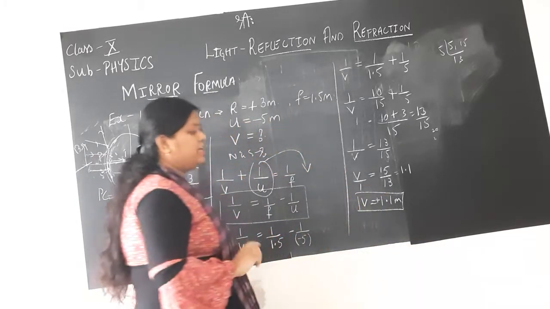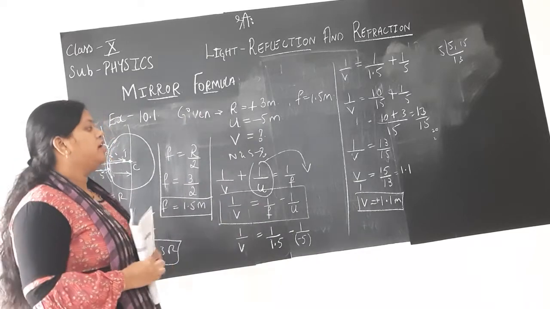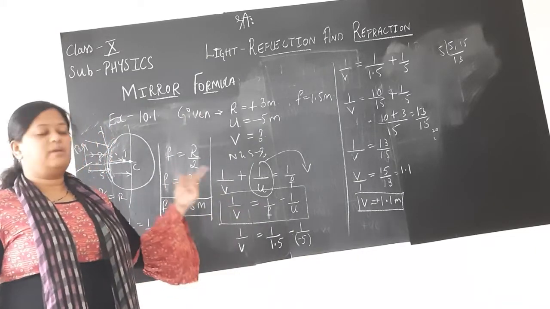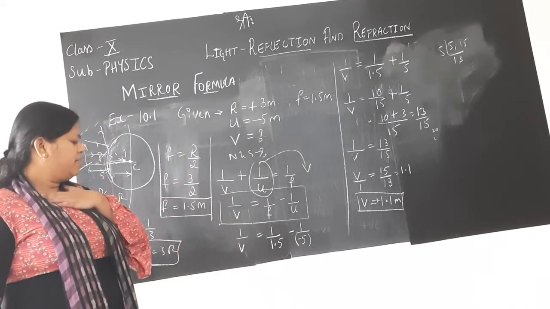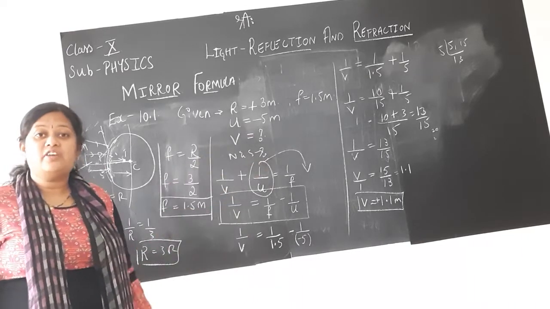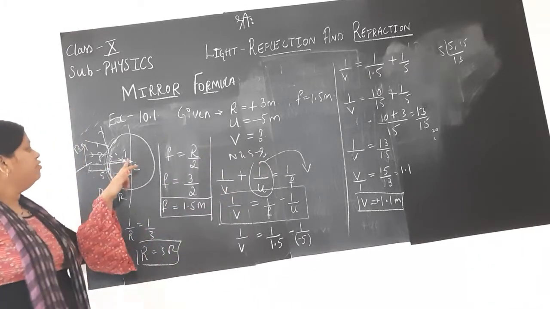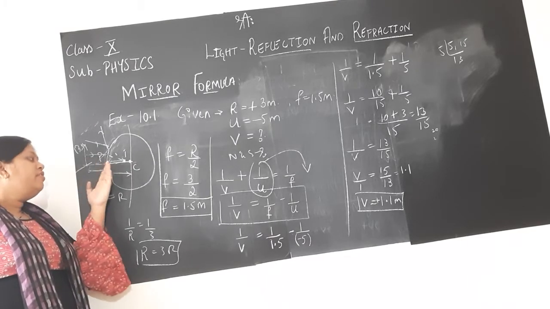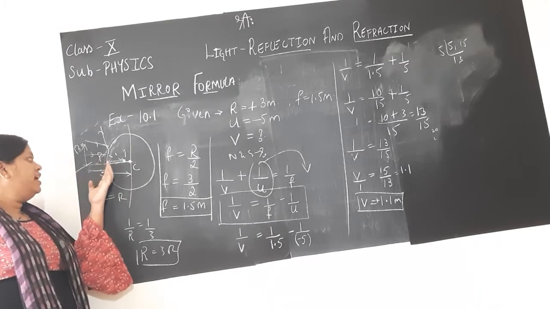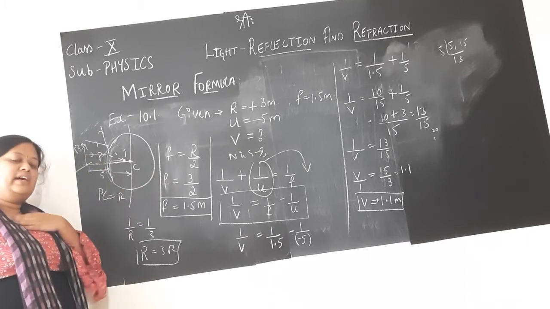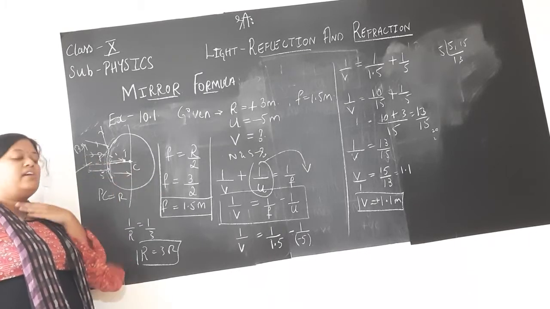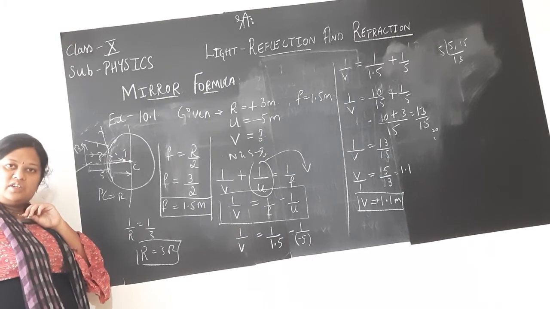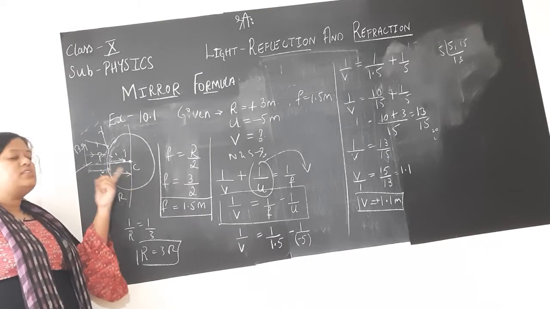Concentrate on this. We got the virtual image distance, positive. So how do we measure the image distance, from the pole to where the image is formed? We are getting it positive. Is it on the left hand side or the right hand side of the mirror? It is on the right hand side of the mirror, isn't it, children? Why? Because it is convex.